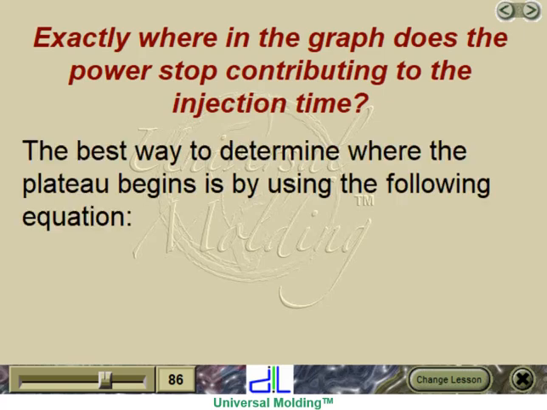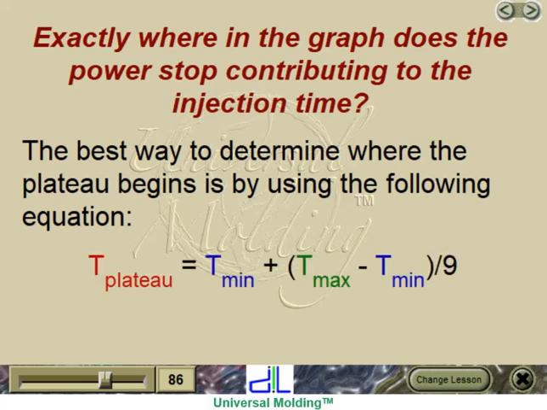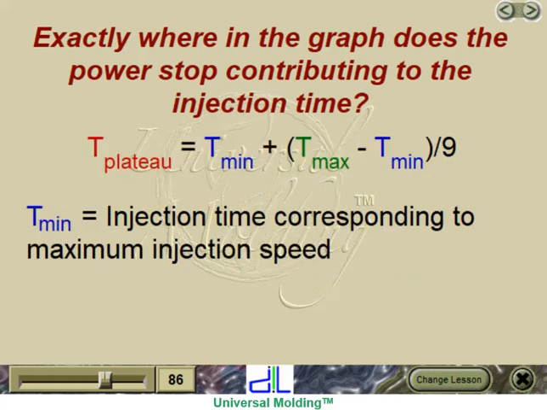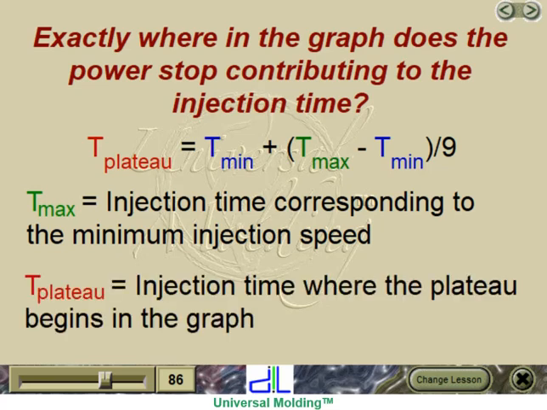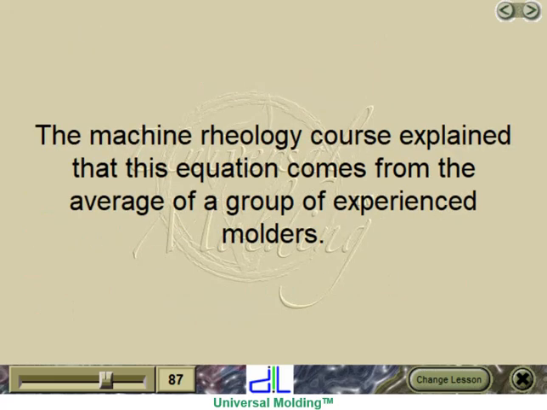The best way to determine where the plateau begins is by using the following equation. T plateau equals T minimum plus T maximum minus T minimum divided by 9. T minimum equals injection time corresponding to maximum injection speed. T maximum equals injection time corresponding to the minimum injection speed. T plateau equals injection time where the plateau begins in the graph. The machine rheology course explained that this equation comes from the average of a group of experienced molders.